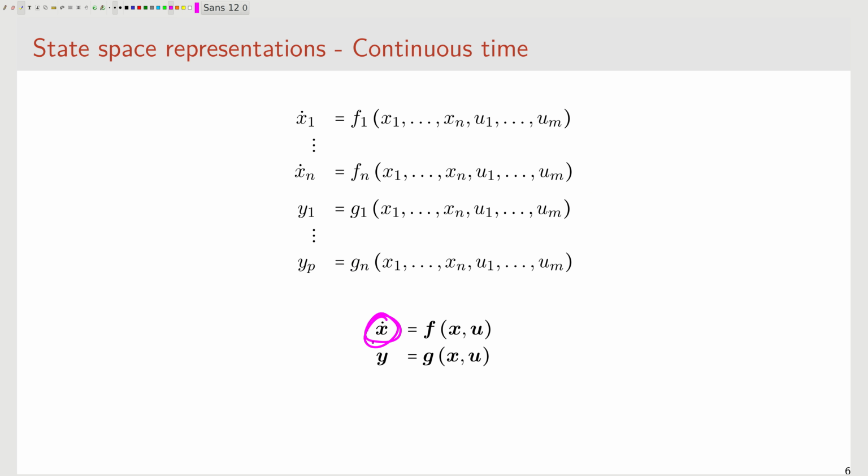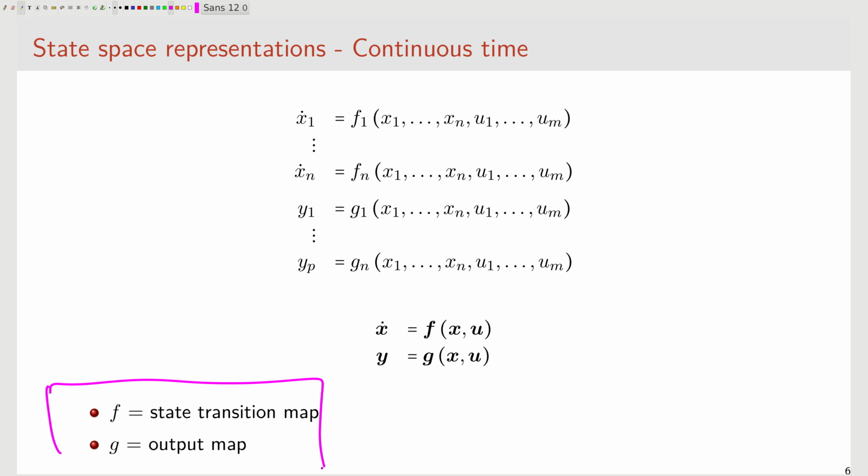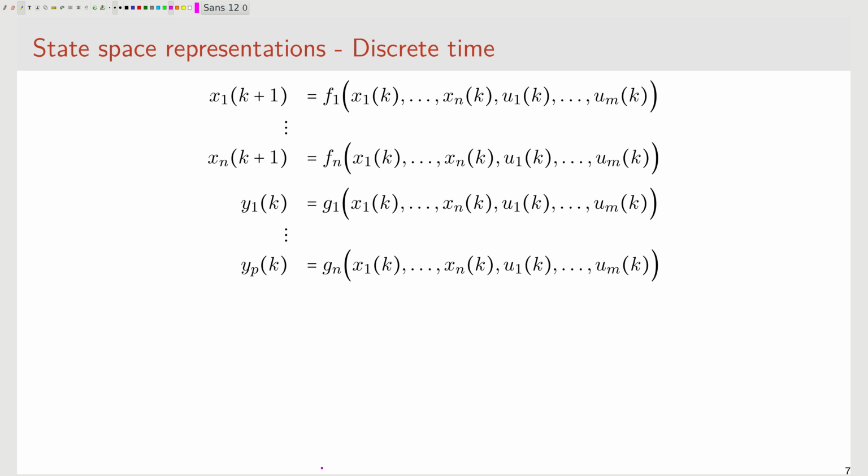So, whenever you see a bold font, you have to immediately know that we are talking about multiple states, or multiple inputs, multiple outputs. Names are very important. This is the state transition map, because you transition the state from a certain x to another one. And this is called the output map because it associates to the state and the input the output. So remember to use these names because it's important.